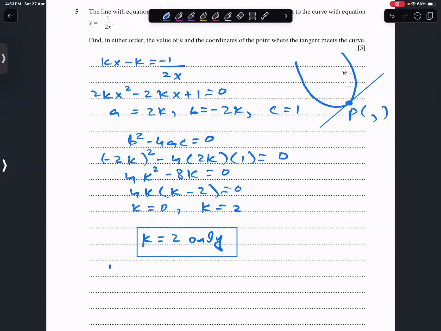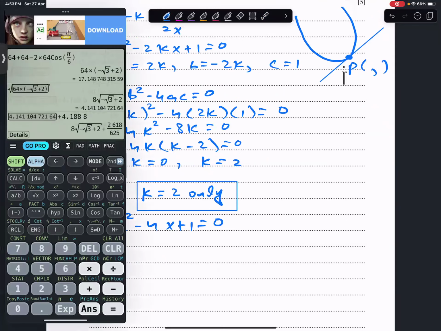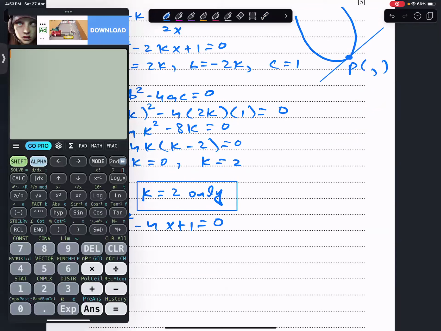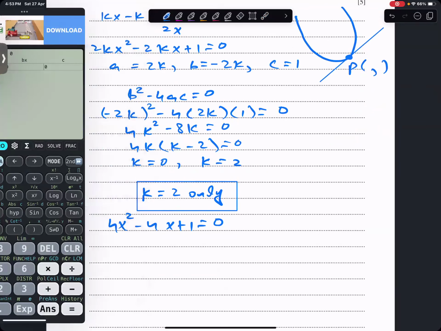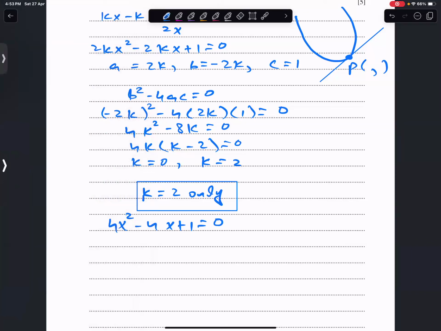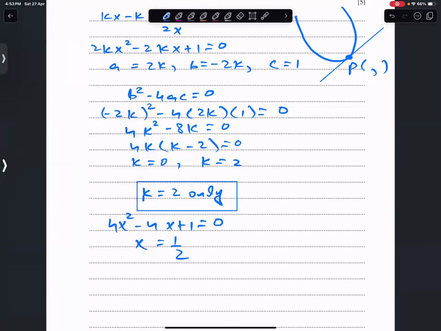So 4x squared minus 4x plus 1 equals 0. Now you can use the quadratic formula. I'm going to use the calculator. Students, you can use a calculator to write the answer directly. Do not waste your time on 1 or 2 marks. 4, minus 4, plus 1. x is equal to 1 over 2. So you have only 1 point, x equals 1 over 2.